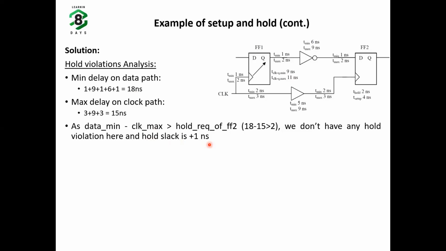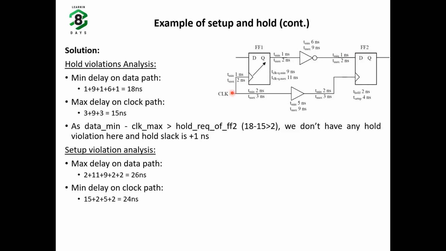Okay. If you have any questions, you can always contact us. Okay. Now moving on to setup violation. For setup violation, we want the data to be stable before the clock arrives. So we want the worst delay that is taken by the data, which means 2 plus clock to Q max is 11 plus 2 plus 9 plus 2, which amounts to 26 nanoseconds. So the maximum time that would be taken by data to reach from clock to this FF2 D pin is 26 nanoseconds.